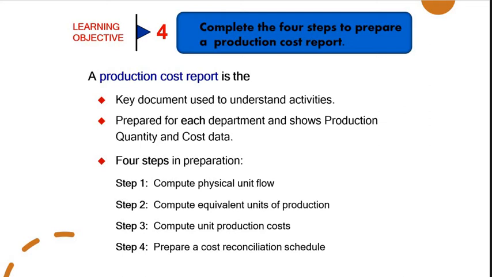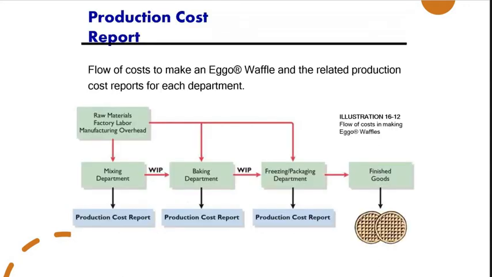So, first, you have to compute the physical unit flow. Second, you have to compute the equivalent units of production. Third, you have to compute the unit production costs. And lastly, a cost reconciliation schedule. So, for the next sections of this discussion, we will be exploring these steps with extended examples. Okay? So, before we go there, let's take a look at the illustration here.